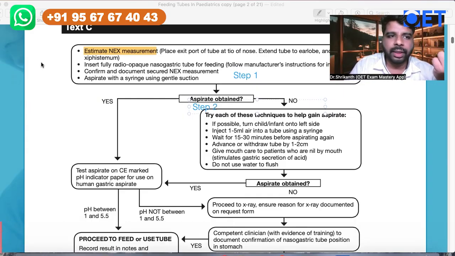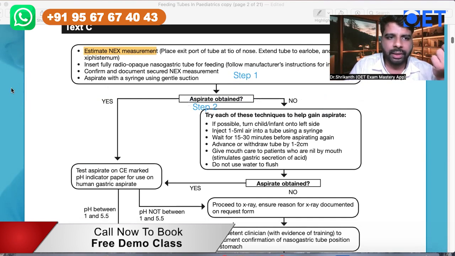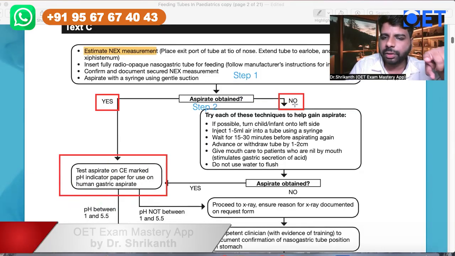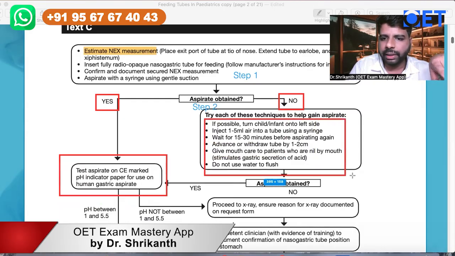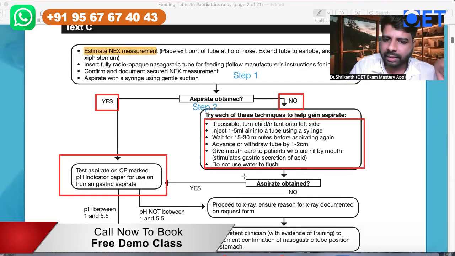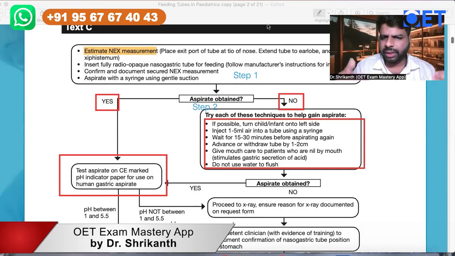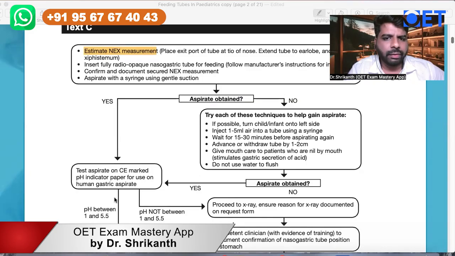And if the aspirate is obtained, again, I'm not reading in detail over here. I'm just giving this for those who are new to OET. If an aspirate is obtained, then we have to do these steps. If an aspirate is not obtained, then we have to do these steps. And then once again, this is step three. So this is a step-by-step process, something you must be familiar with as medical professionals. We have a flow chart.